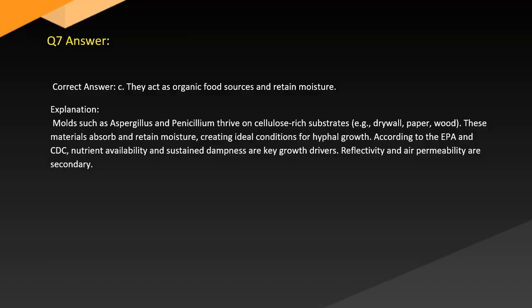Answer. Correct answer. C. They act as organic food sources and retain moisture. Explanation. Molds such as Aspergillus and Penicillium thrive on cellulose-rich substrates, e.g. drywall, paper, wood. These materials absorb and retain moisture, creating ideal conditions for hyphal growth. According to the EPA and CDC, nutrient availability and sustained dampness are key growth drivers. Reflectivity and air permeability are secondary.